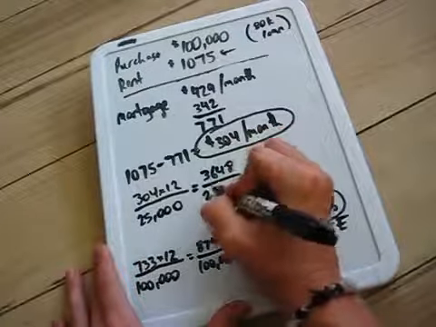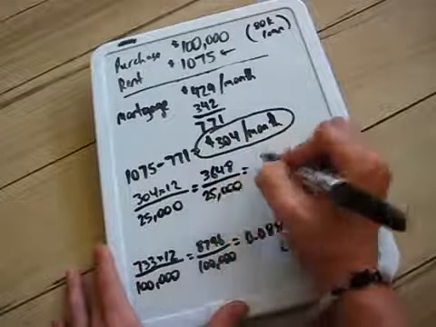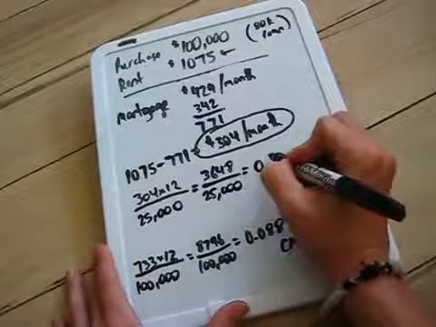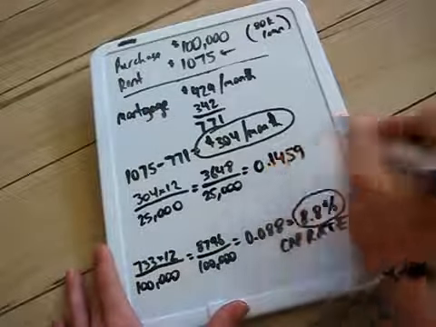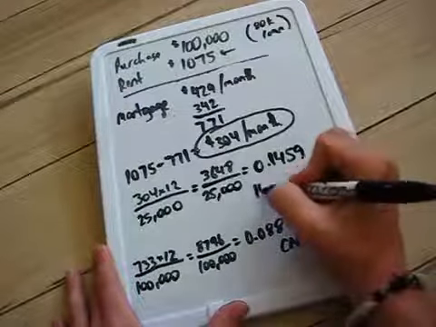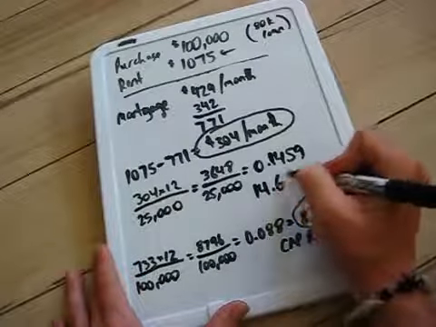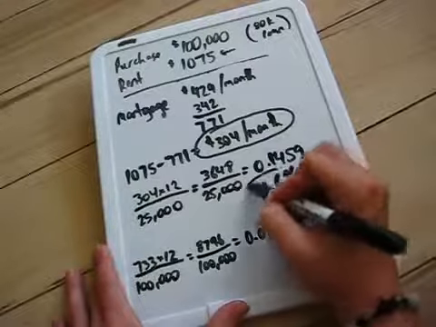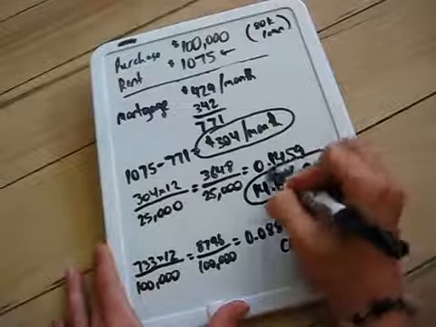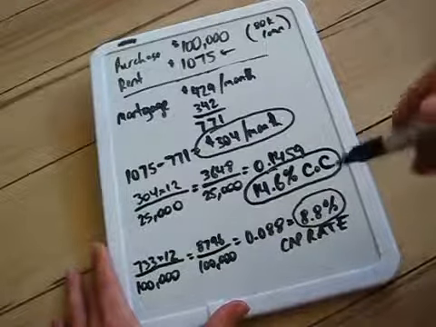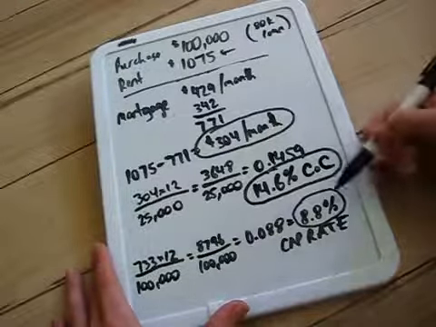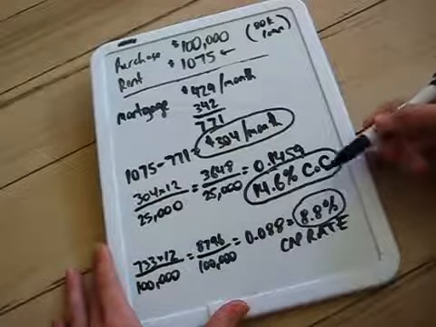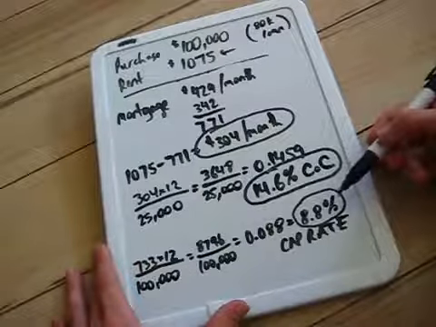3648 divided by 25,000 equals 0.1459. Change that to a percentage and you are looking at a 14.6 cash on cash return. That is the number that you care about. If you're paying all cash for the property, all you care about is this 8.8 because your cap rate and your cash on cash will be exactly the same for an all cash buy.